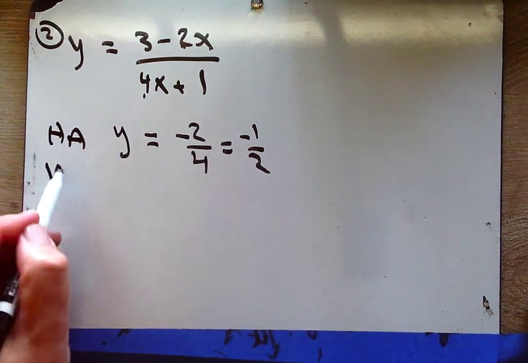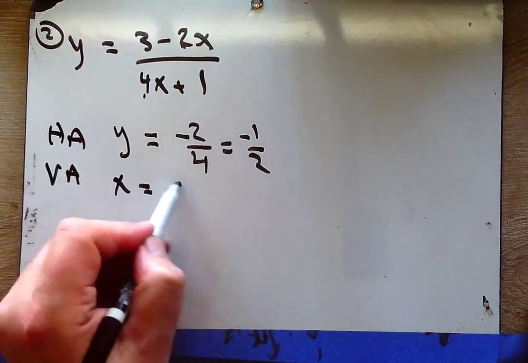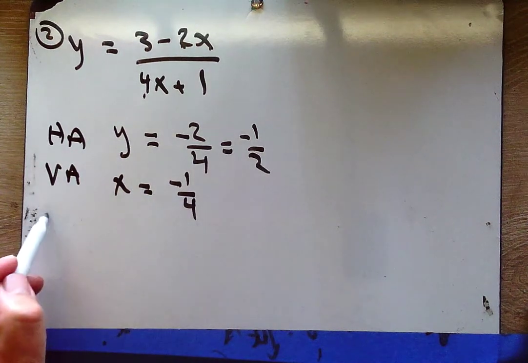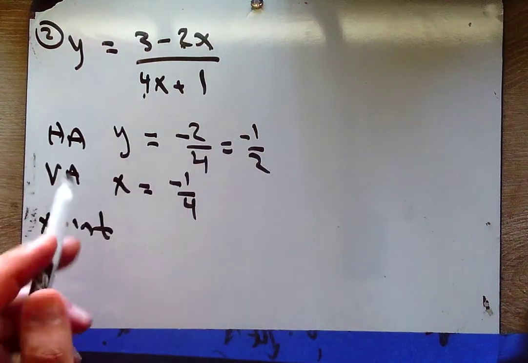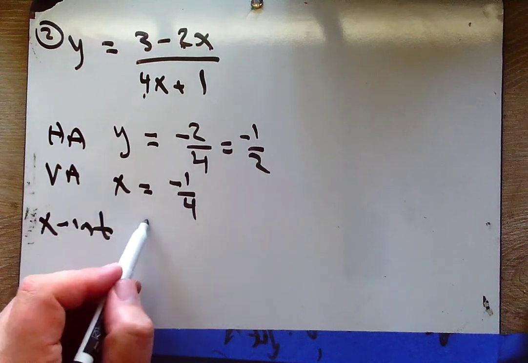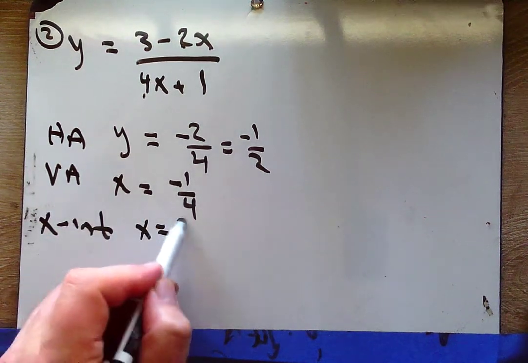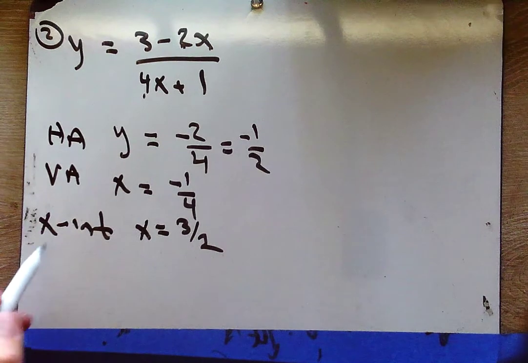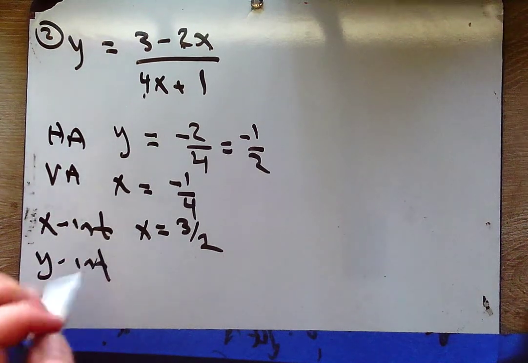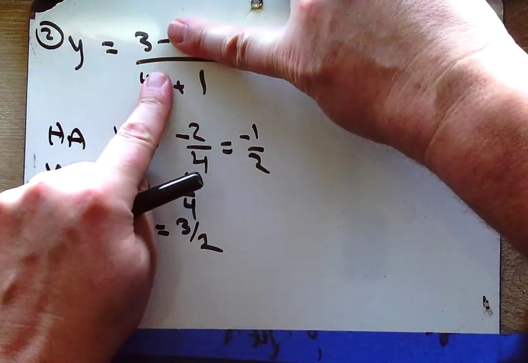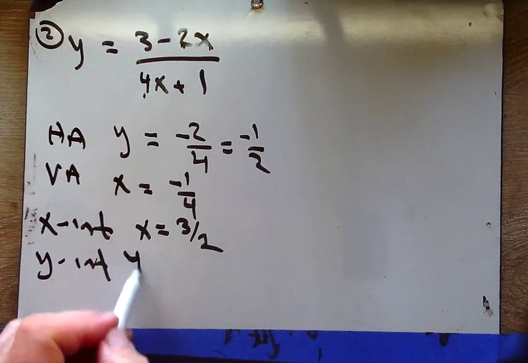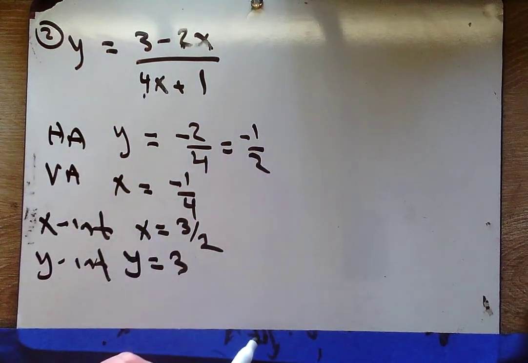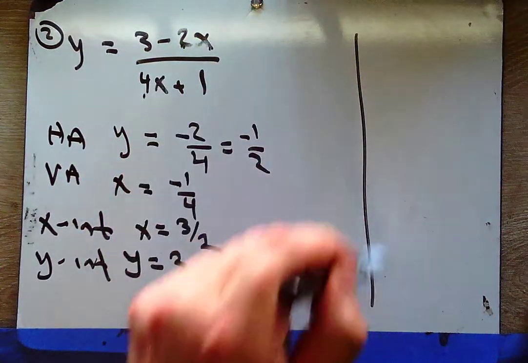Okay, vertical asymptote, x equals negative 1/4. X-intercept, we have to set this equal to 0, which means we're going to get x equals 3/2. And the y-intercept, when we set these x's equal to 0, is going to be positive 3. All right, let's give a graph.